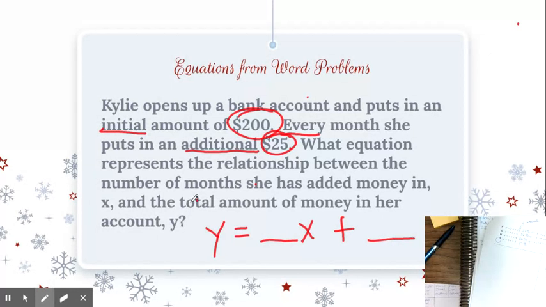Okay, so this says initial amount. Initial amount, remember, is always by itself because it only happens once. So that would be 200 because I don't do that every time. And then this says every month she does $25. So that every goes with the 25. So we're going to make that 25. Okay, y equals 25x plus 200.